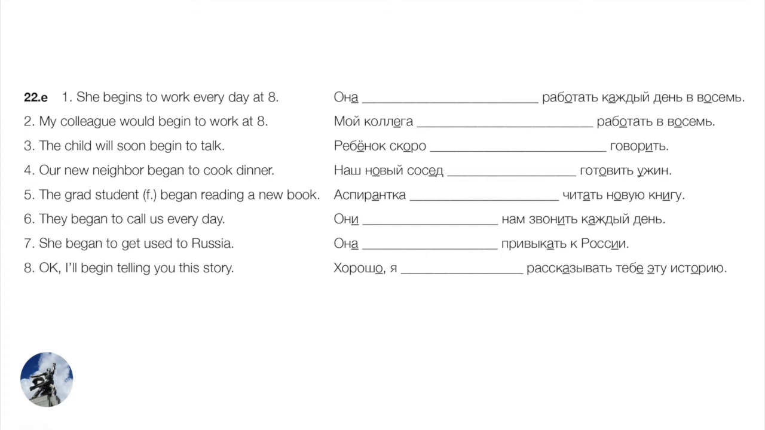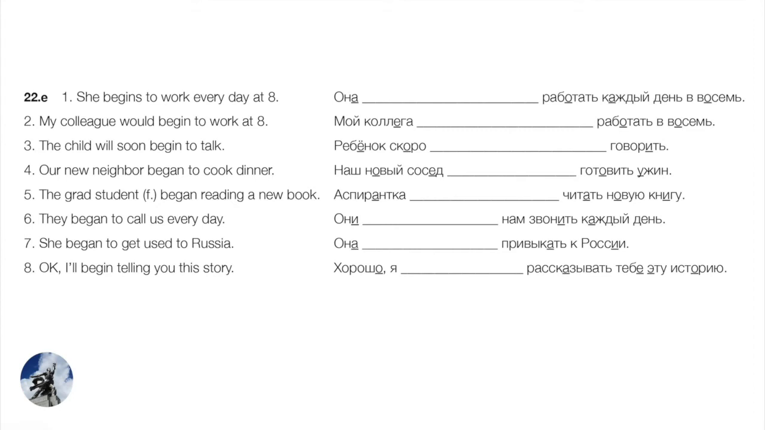Number 4, our new neighbor began to cook dinner. Okay, again, sounds like we got just a simple past. He started to cook dinner. Наш новый сосед начал. Again, note the stress. That's unpredictable. Начал готовить ужин.